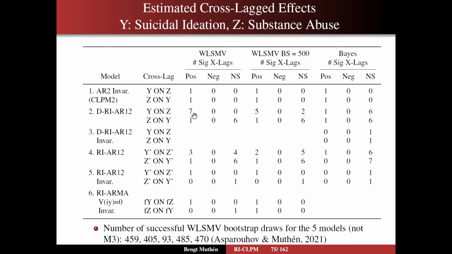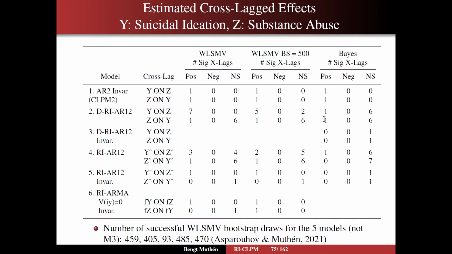Here you get 7, this is not an invariant model. You get 7 significant positive effects for y on z and 1 for z on y using WSMV. But if you use Bootstrapping 500, it drops down to only 5 positive. And if you go Bayes, then you have only 1 positive significant effect.